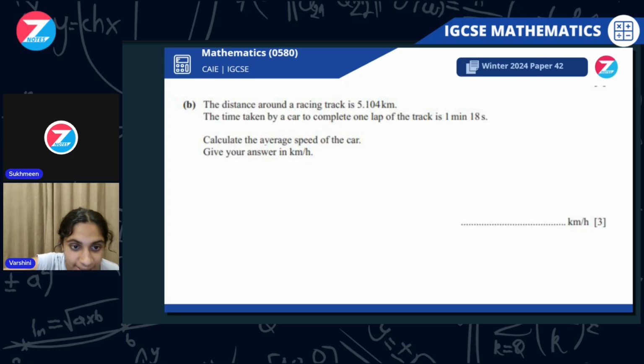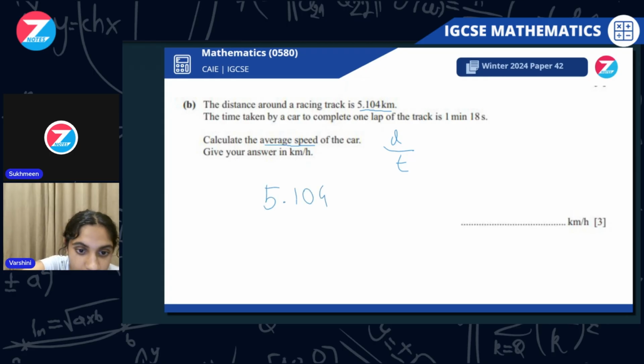So, firstly, we want the average speed of the car, which is total distance divided by the total time. And we also want our answer in kilometers per hour. That means we have to convert all our units to kilometers and hours. So the distance is already in kilometers, so we're just going to write it over here as it is: 5.104 divided by the time, which needs to be in hours. So that's 1 minute plus 18 seconds.